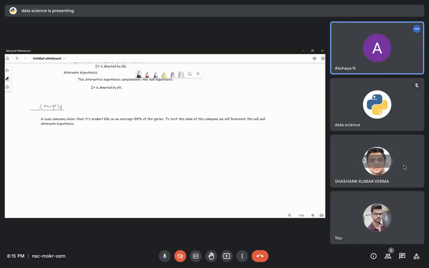So the question is, a soap company claims that its product kills on an average 99% of the germs. And to test the claim of this company, we will formulate the null and alternative hypothesis. So I am asking this, this is the open question with everyone. What will be the null hypothesis and what will be the alternative hypothesis in this case? Anyone? Would you like to try? Anyone who wants to try?